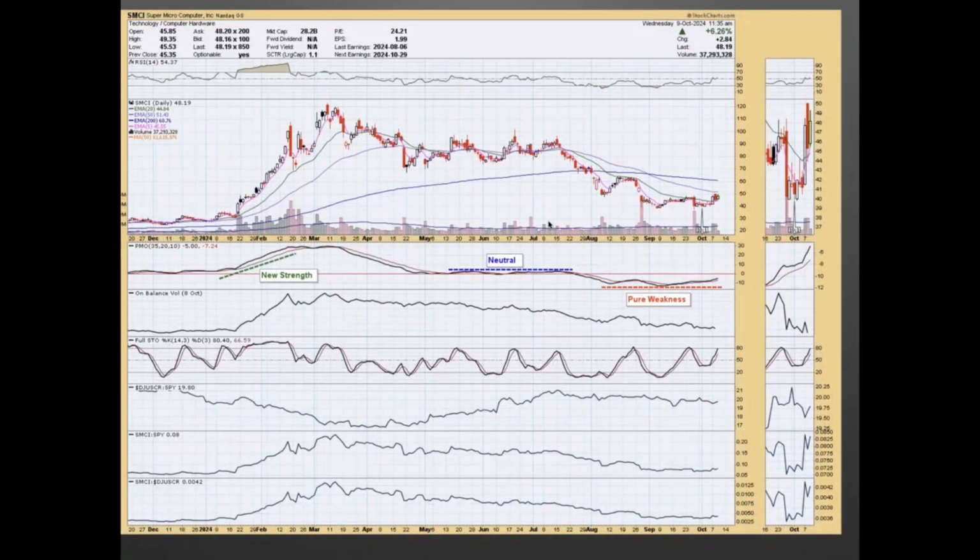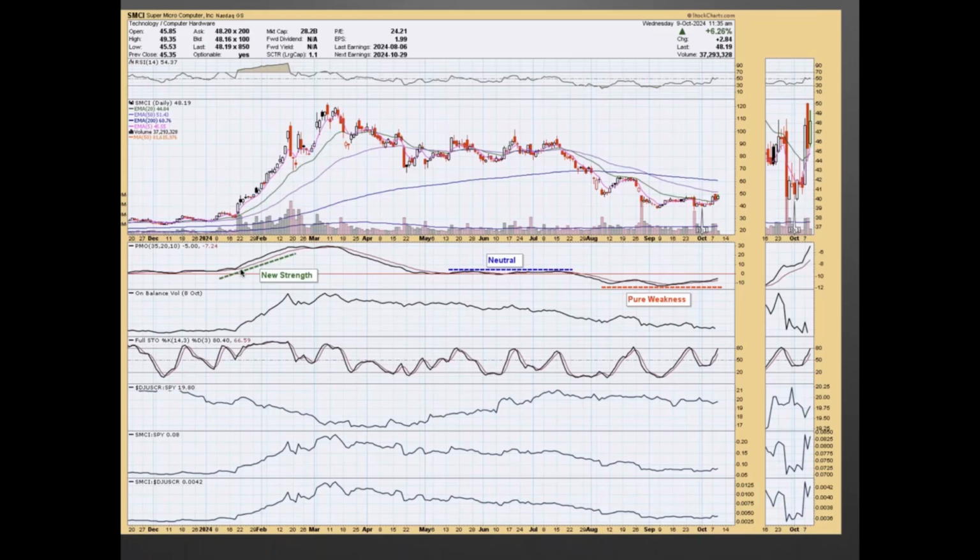All right, I still have, I think, one or two more examples here. Pure weakness, let's see. So here's new strength building off of the PMO coming out of the zero line and moving higher. Certainly the PMO was very instrumental. You had right here a PMO bottom above the signal line. I call that a PMO surge. That was a really good sign that things were going the right way for this stock, Supermicro.